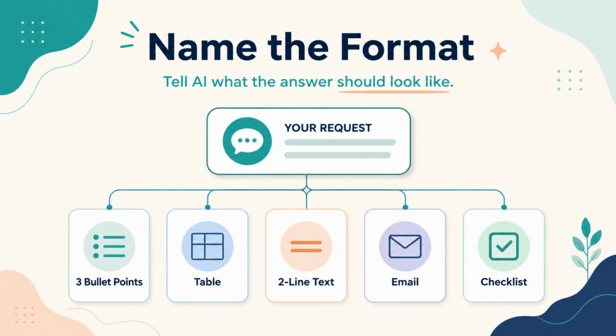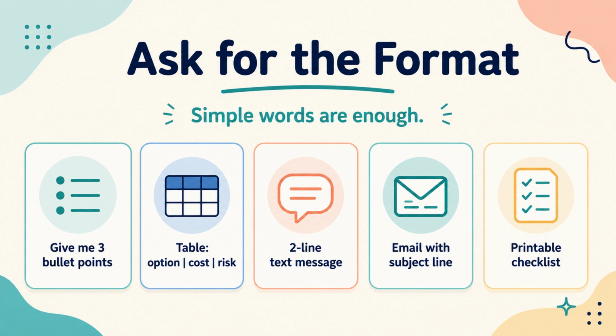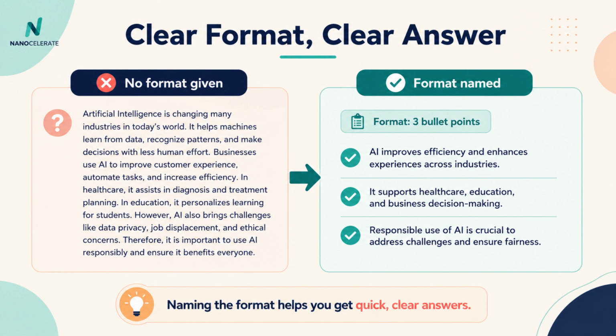The first step is simple: name the format. You can say, give me three bullet points, make it a table with three columns: option, cost, and risk. Write a two-line text message. Create an email with a subject line. Make a checklist I can print. This is not technical, you are just describing the final result. The same way you would explain it to a person. When you name the format, AI knows what it is building, and that helps you avoid long answers when you only need something quick and clear.